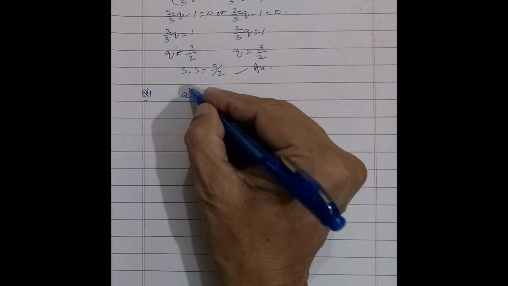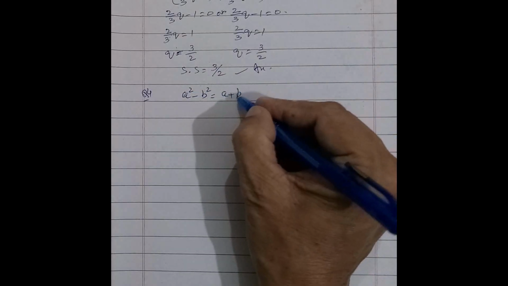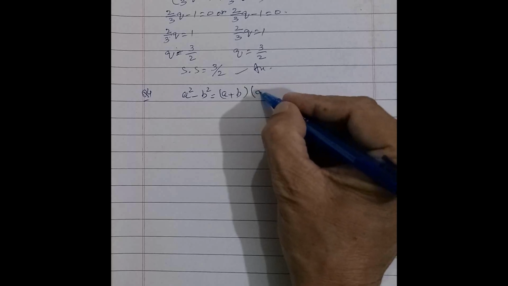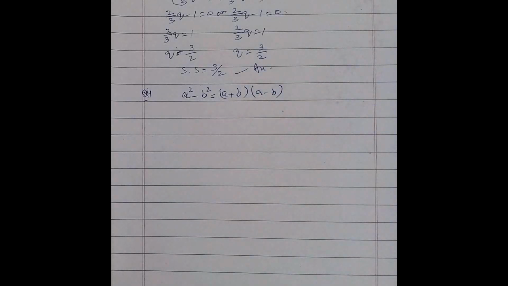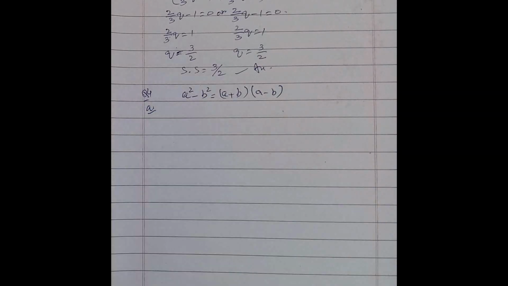a square minus b square is equal to a plus b into a minus b, and we use this method in question 4. And let's start question 4.